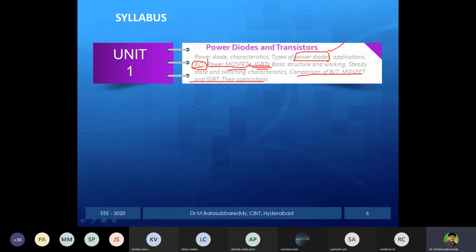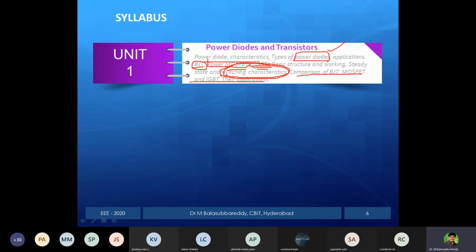So these are all about the characteristics of power diode, BJT, MOSFET, as well as static characteristics and switching characteristics. Here you can see the switching characteristics. What do switching characteristics mean? Switching means there is an on and off. Once the device is in off state, you are going to turn on the device. That means we are switching it on.